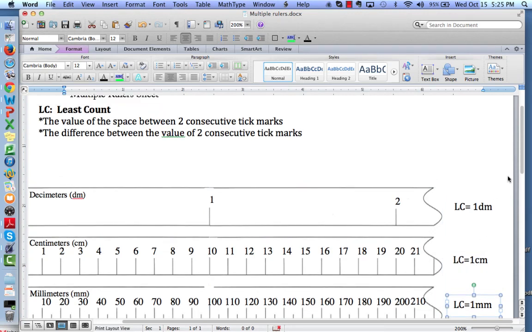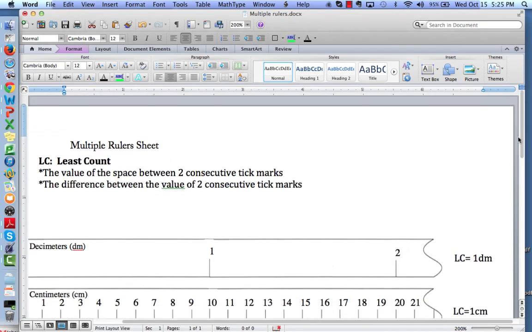So you'll be doing some of that practice, but keep track of the sheet because we're actually going to come back to the sheet and discuss first best guess and uncertainty as well on this same sheet.